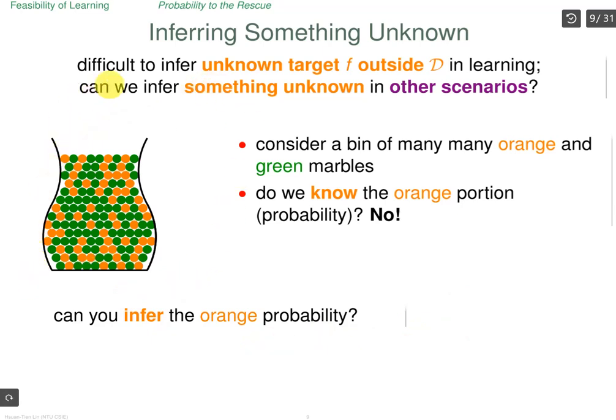Consider a bin of many orange and green marbles. Now we can ask the question: do we know the orange portion, the probability of the orange portion of the marbles in this bin? The answer would be no. Can we infer the orange probability? Yes, we can try to infer the orange probability in the bin.